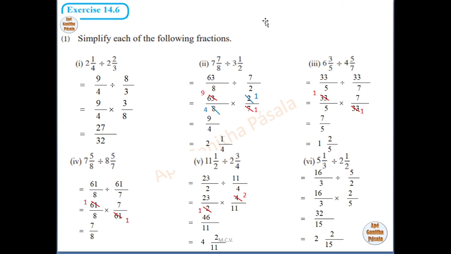Next one. Both are mixed numbers. 8 into 7, 56. 56 plus 7, 63. 63 over 8. 2 into 3, 6. 6 plus 1, 7. 7 over 2. Get the reciprocal, 2 over 7. Now simplify. 7 and 63. 7 into 1, 7 into 9. Divide by 2. 2 into 1, 2 into 4. Now multiply. 9 into 1, 9. 4 into 1, 4. 9 over 4.